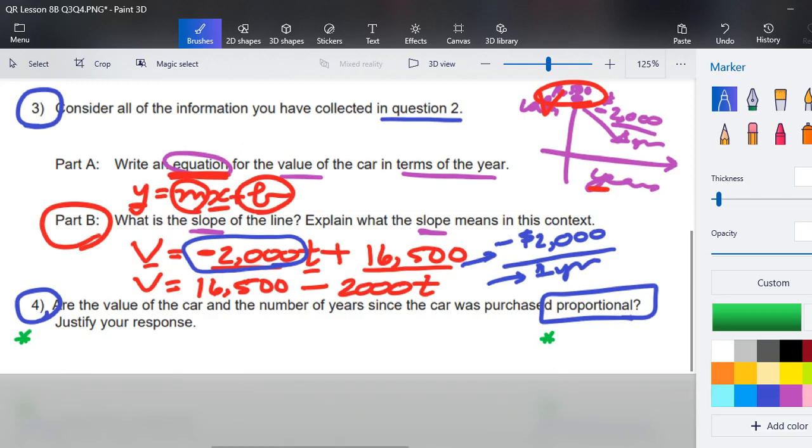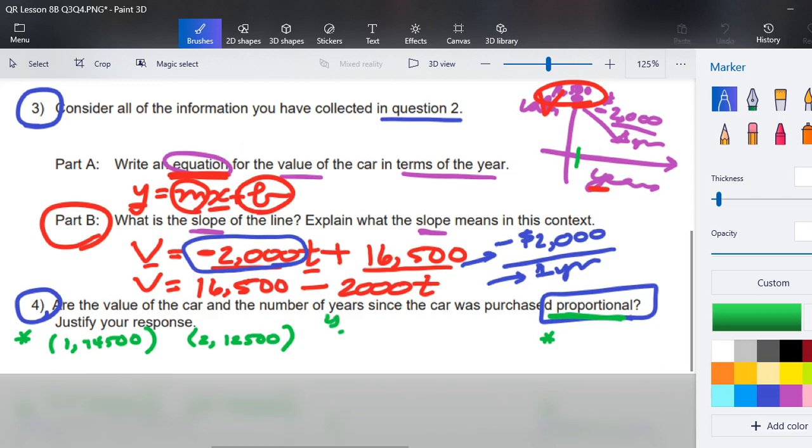We're going to pick some pairs of points. I don't want to pick the first one. I'll go ahead and pick this one right here. So one of the points is (1, 14.5), and I'll pick the one beside it, (2, 12.5). And to find out if these are proportional, the ratios have to match.